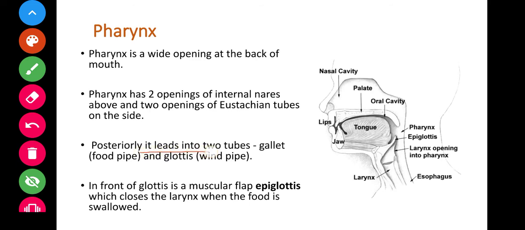Posteriorly, it leads into two tubes, food pipe and glottis, wind pipe. Two types of pipe are present. That is the wind pipe and this one is the food pipe.